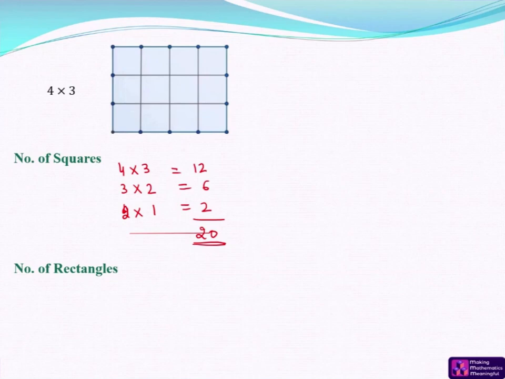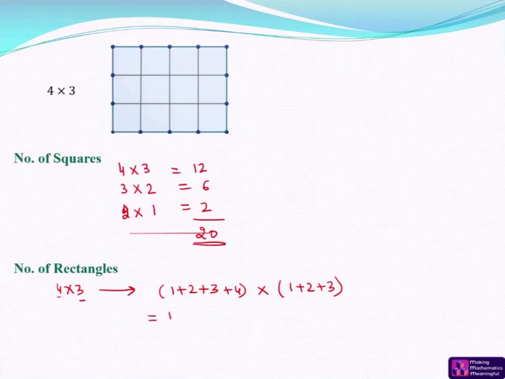And for rectangles, as I already mentioned, it's 4 cross 3. So take the sum of the first 4 natural numbers into the sum of the first 3 natural numbers and simplify. So it's 10 into 6, which is equal to 60. So the total number of rectangles of all possible sizes in this 4 cross 3 grid is 60.